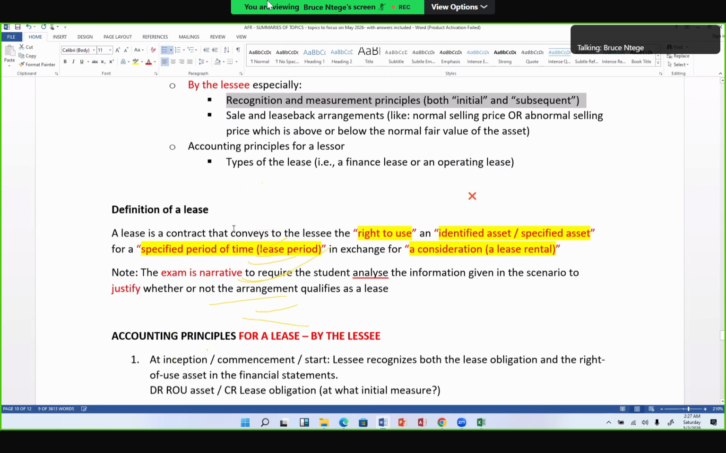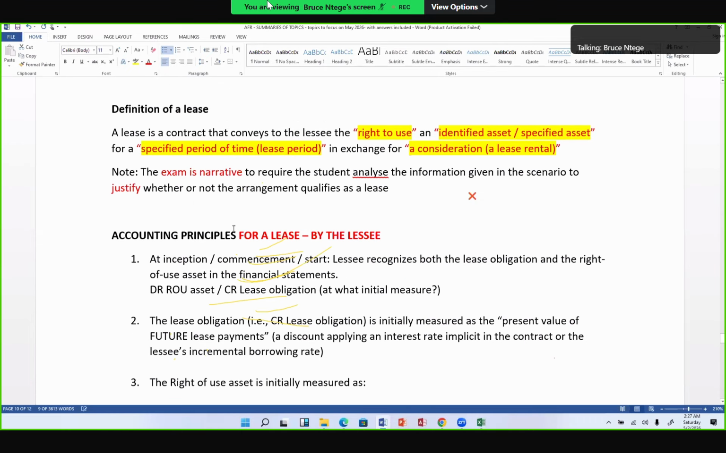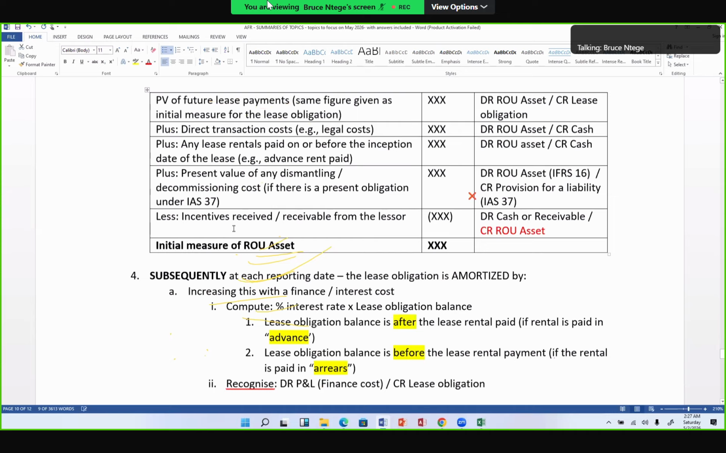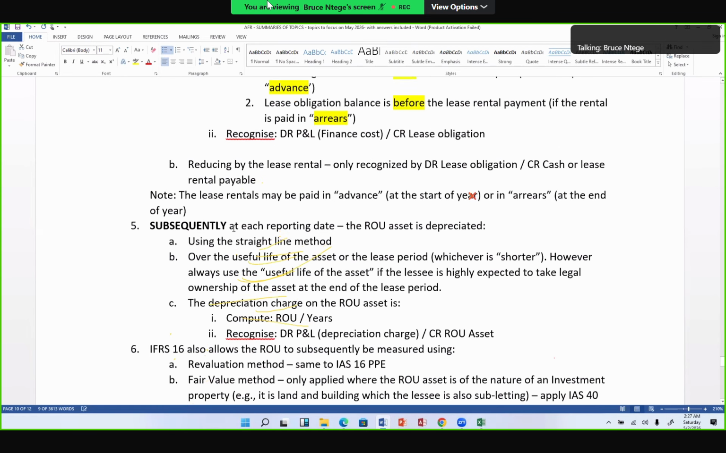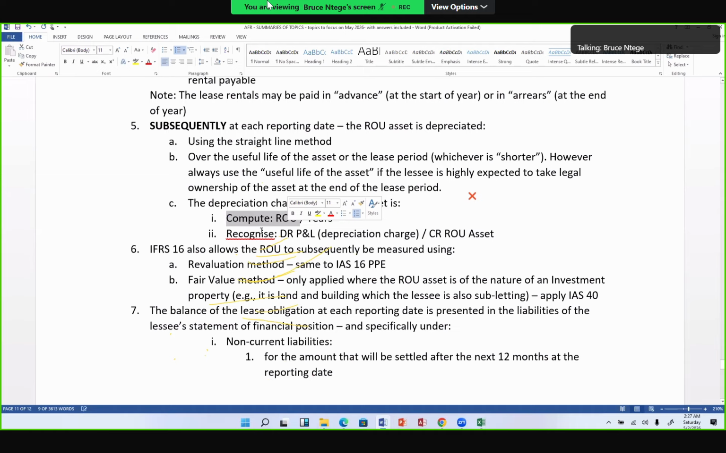Otherwise, one of those that will not be regular in the exam is the alternative measurement approach of the right of use asset. Either you can alternatively carry it at revalued amount or fair valued amount. So that is the one that is not so regular, but the other 6 of the 7 are in there, as you've seen in this question. Okay, so do I have any questions as I move to Sale and Leaseback? Okay, so let me move to Sale and Leaseback.